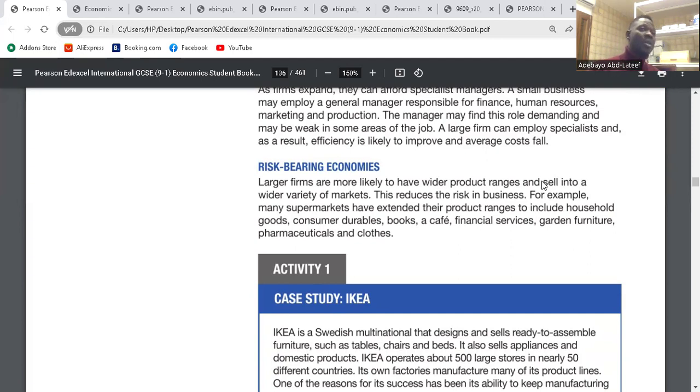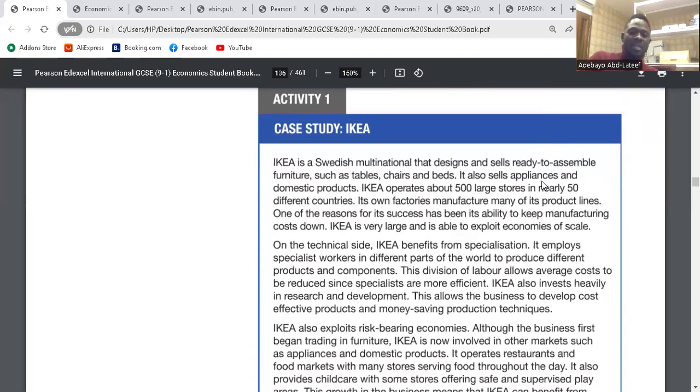Risk bearing economies means you are spreading your risk, you are diversifying. As a large business, you can dabble into different business. You can go into different operations. A small business can't do that because there's no resources to do that. Resources for small businesses are limited, unlike a large business, which will have the ability to do different business, to do different deals. That is diversification. So being able to diversify means that you are spreading your risk. You are not putting all your eggs in one basket. Is it clear? Any question about it?